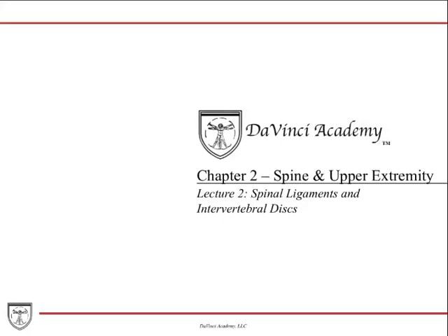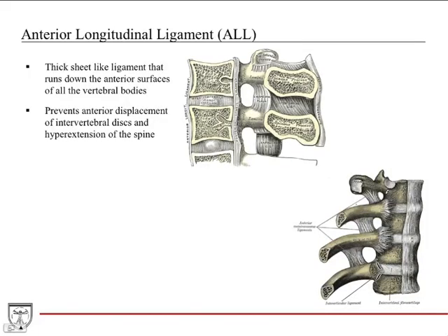All right, so this is our second lecture for Chapter 2, and in this lecture we're going to be talking about the spinal ligaments and the intervertebral discs. There's a lot of ligaments. We're going to keep this simple for you because you just need to know what two structures these attach to and what their major function is.